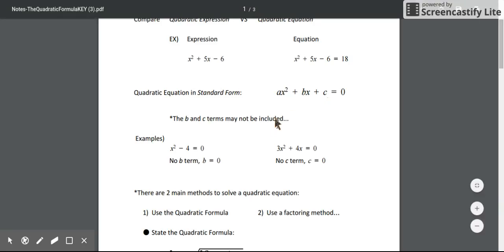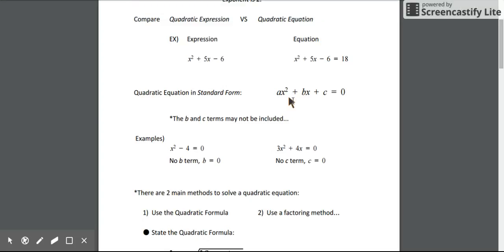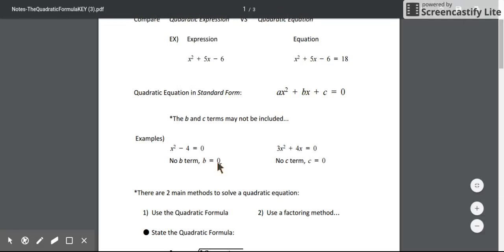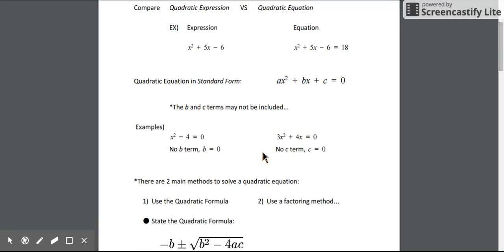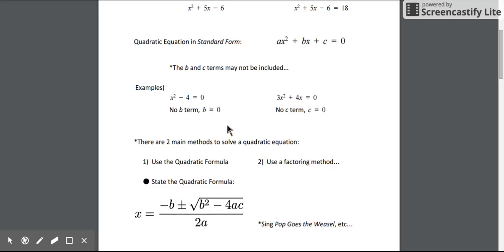Sometimes quadratic equations may have a missing b or c term. We can't miss the a term because then it's no longer a quadratic, but it could be missing the b term or it could be missing the c term. And we can see a couple examples here. In this example, we're missing that middle term, that b term. And in this example, we're missing that last term, that c term. As we're going to find out when we use the quadratic formula, when we substitute a value that is missing, we're going to substitute 0.